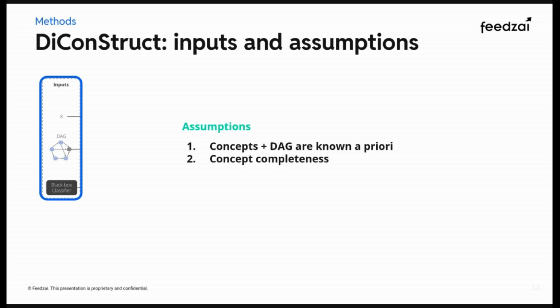A few important assumptions that we make here are that the concepts and the DAG are known a priori. This means that for now, we assume the data comes already labeled with the concepts and that the DAG is given either by experts or learned using causal discovery methods. We also assume that the set of concepts are complete, or in other words, that we do not need other information to accurately predict the output.